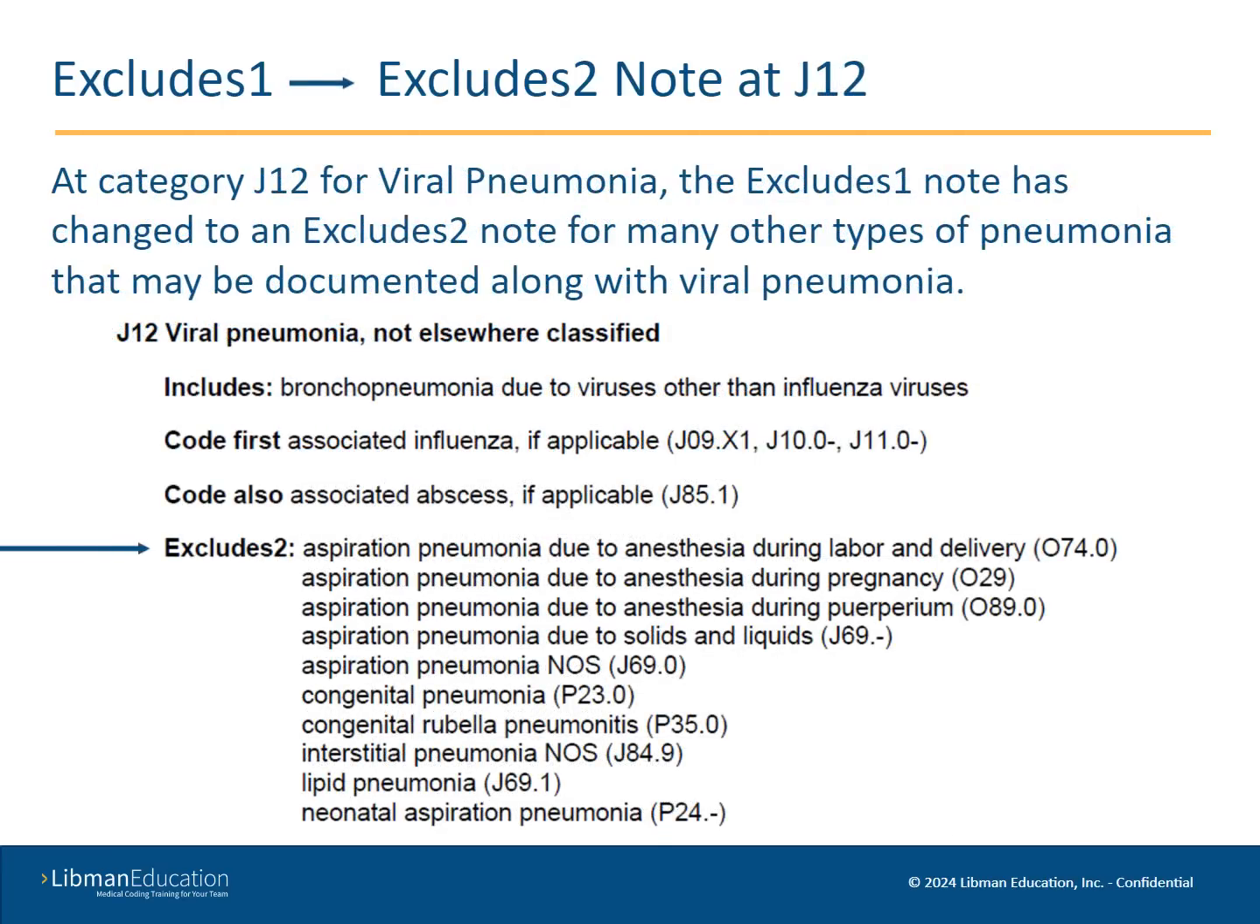At category J12 for viral pneumonia, the Excludes 1 note has changed to an Excludes 2 note for many other types of pneumonia that may be documented along with the viral pneumonia. Remember that the Excludes 2 note says that the condition excluded is not part of the condition represented by the code, but a patient may have both conditions at the same time.